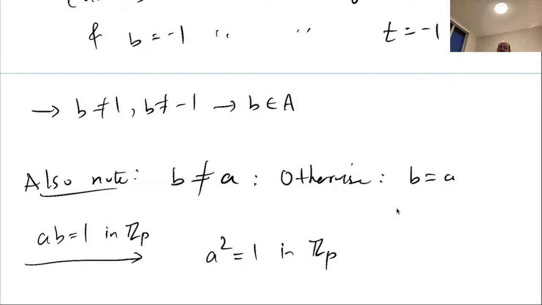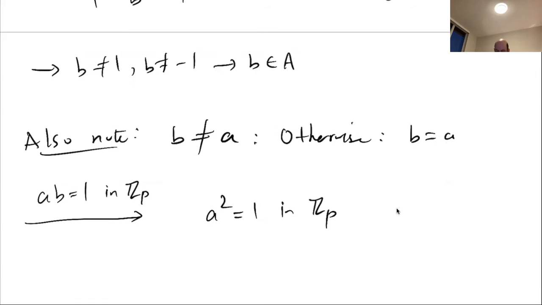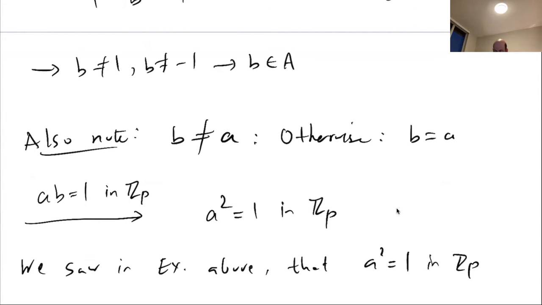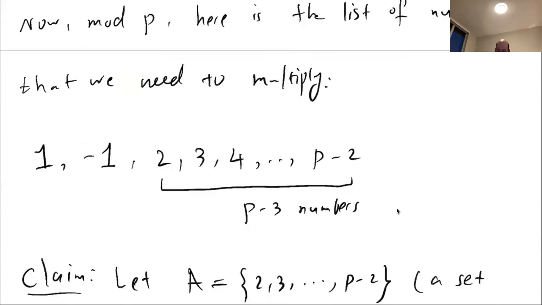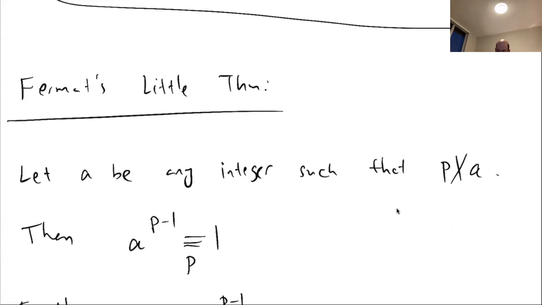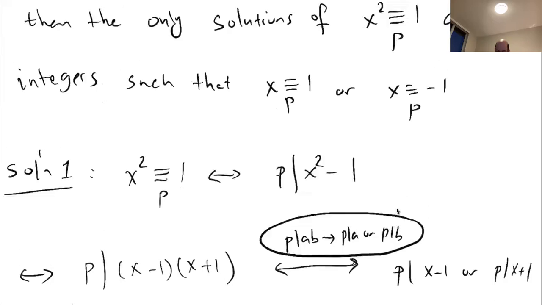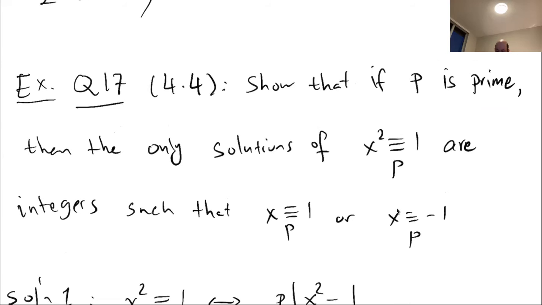But A squared equals 1 in ZP has only two solutions. We saw in the example above that A squared equals 1 in ZP has only two solutions, which is A equals 1 and A equals -1. Do you remember? I gave two solutions for this for you. Here, x squared equals 1 in ZP has only two solutions, x equals 1 and x equals -1. And we provided two solutions for this.